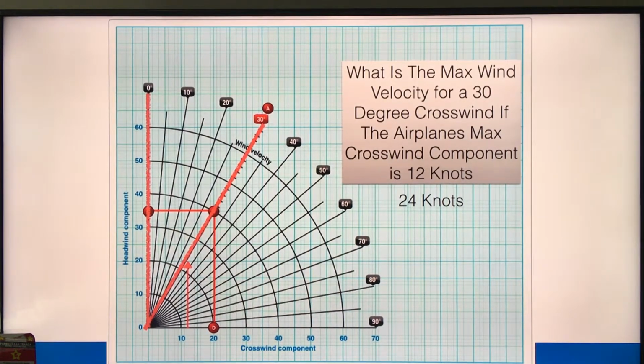I'm finding where 12 knots intersects 30 degrees, and I come out to a wind velocity, I'm looking at the actual arcs there, of roughly about 24 knots. Again, we're not reading left, not reading right. I'm looking at the actual arcs there to tell. That's what I'm looking for, and I come out with roughly about 24 knots.